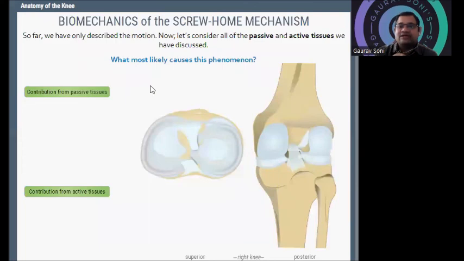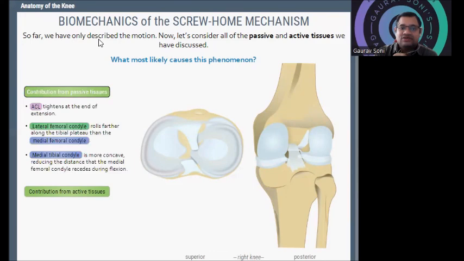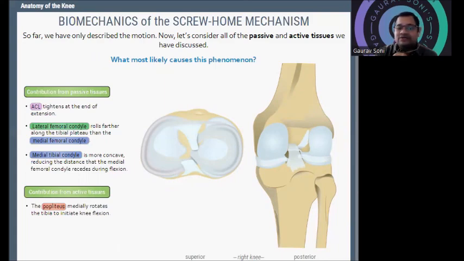So what is the biomechanics? There is contribution from passive tissues. The ACL tightens at end extension, and the lateral femoral condyle rolls further along the tibial plateau than the medial femoral condyle. The medial tibial condyle is more concave, reducing the distance that the medial femoral condyle travels during flexion. And there is contribution from active tissues: we have seen the popliteus, which medially rotates the tibia to initiate unlocking of the knee joint.